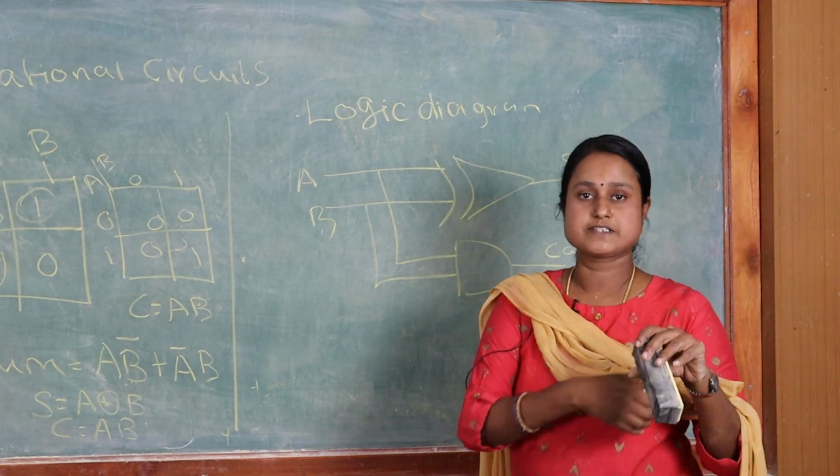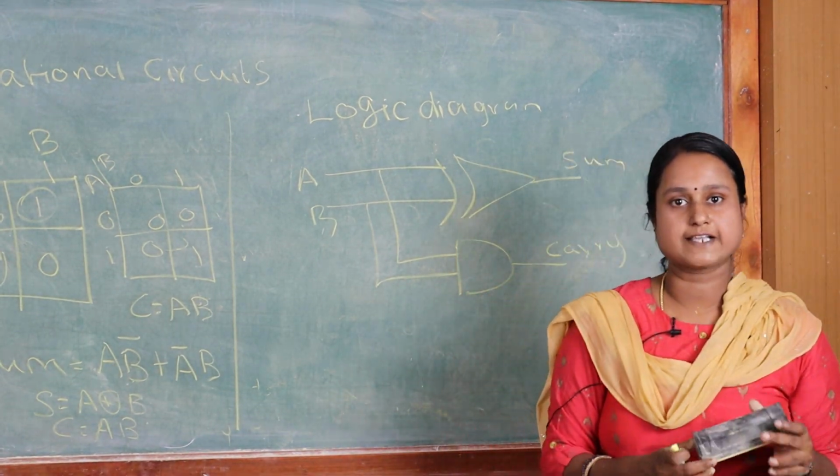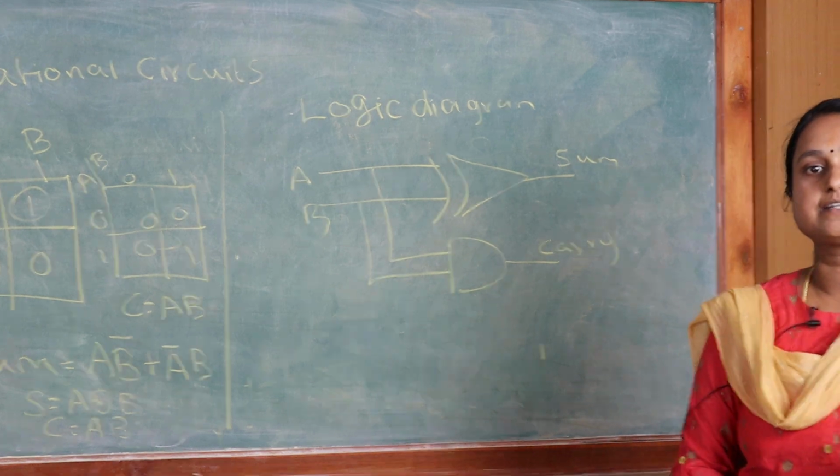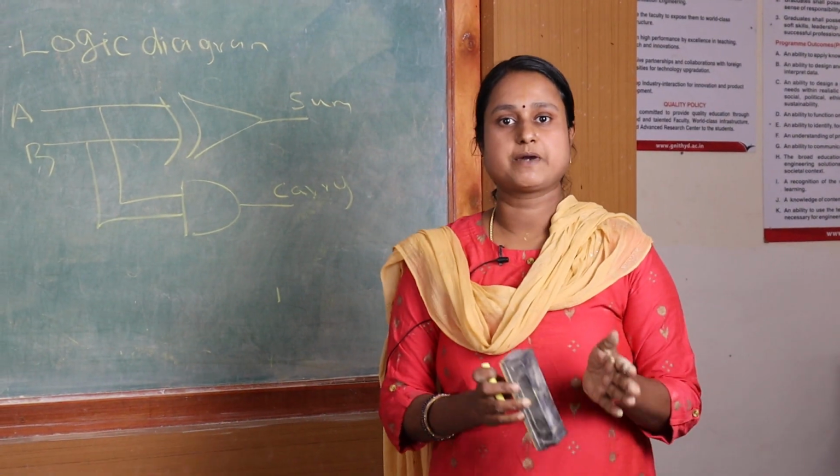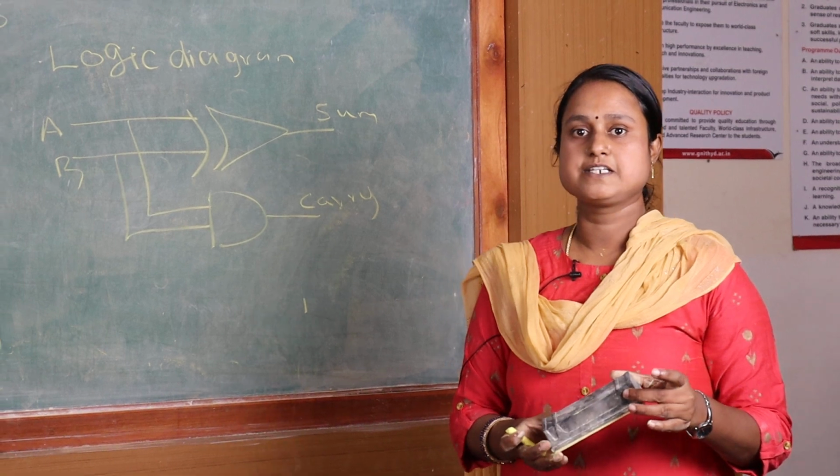Is it clear how to design a combinational circuit? It is a small example. Now we have to design a full adder and implement it using a 3x8 decoder.